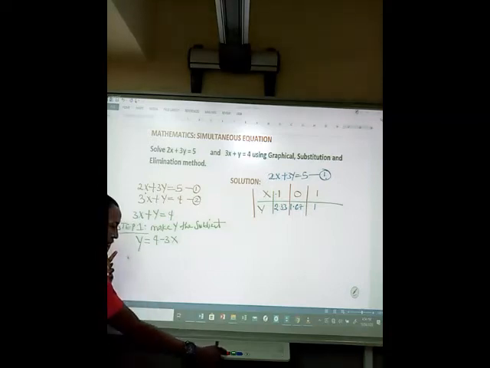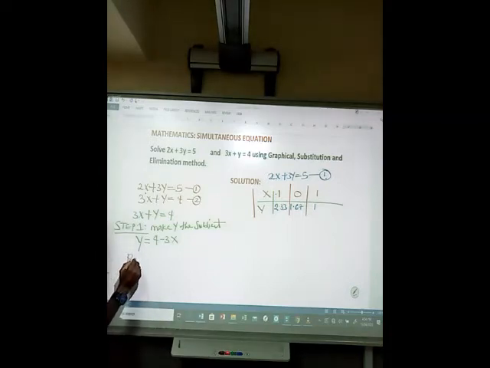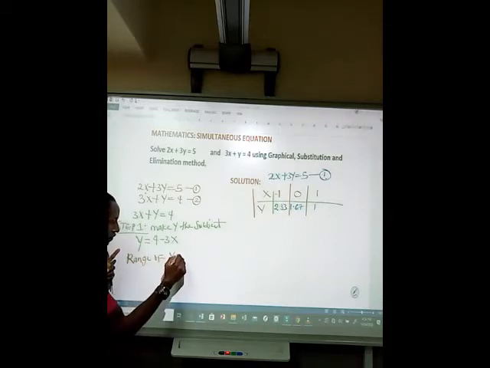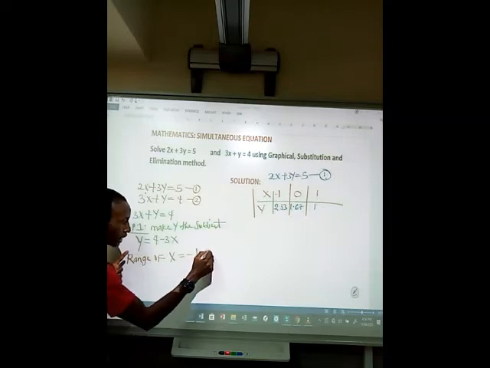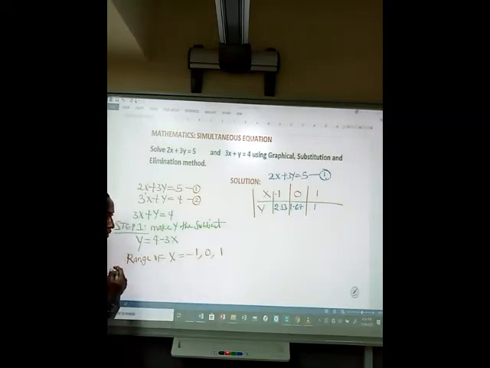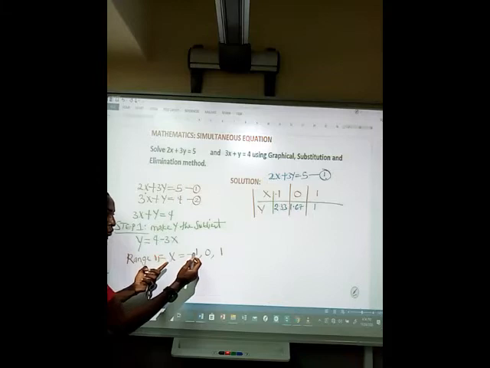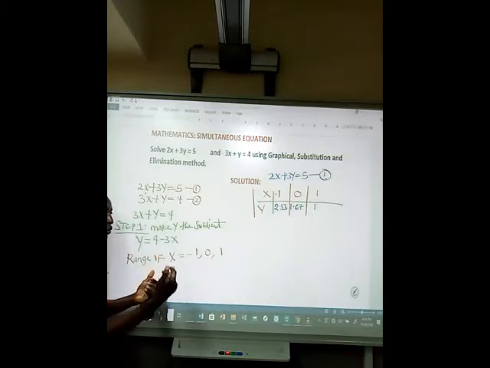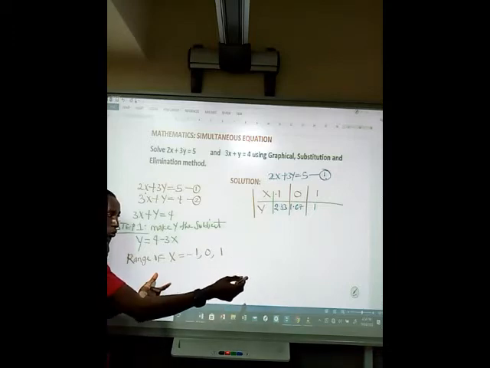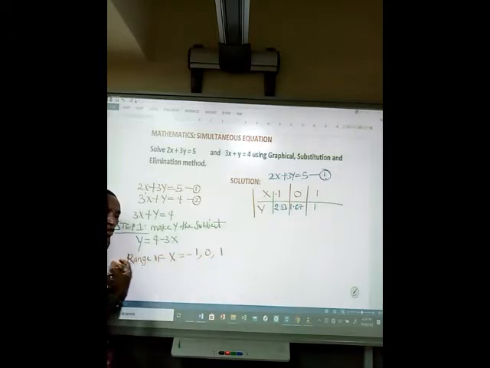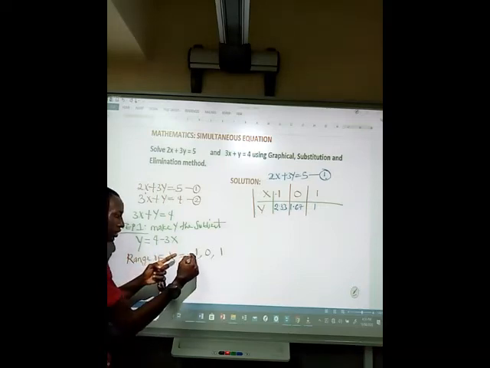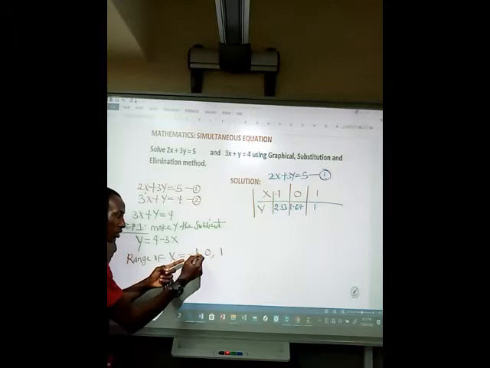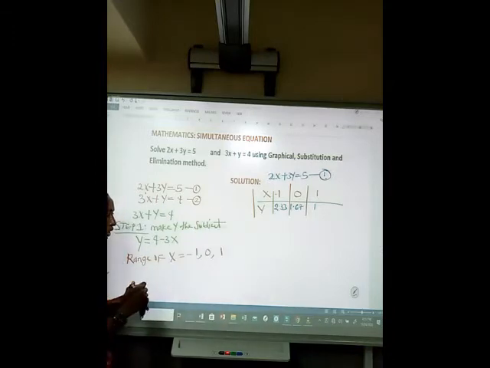Now, in this case, you can say let the range of x vary from minus 1, 0, and 1. It is not a must to use minus 1, 0, and 1. You can use minus 2, minus 1, 0, 1, and 2. So you can decide to use a range that is convenient for you. Now, for the purpose of this video, I will be making use of minus 1, 0, and 1, just like I did in the former question.